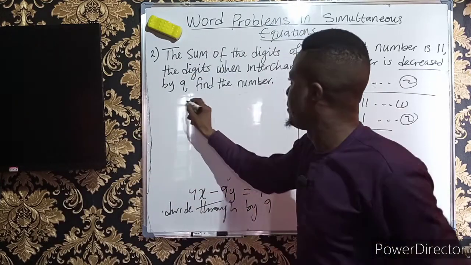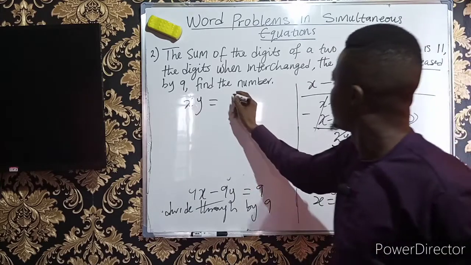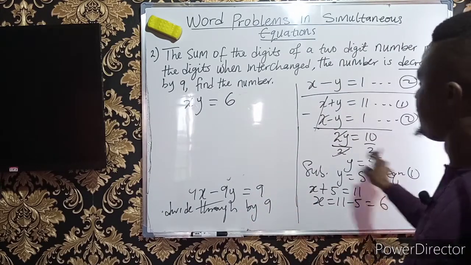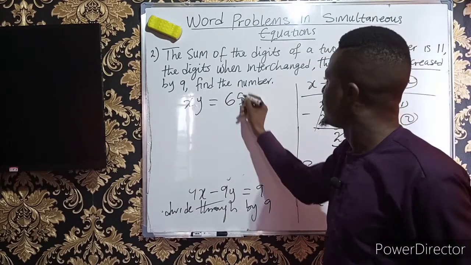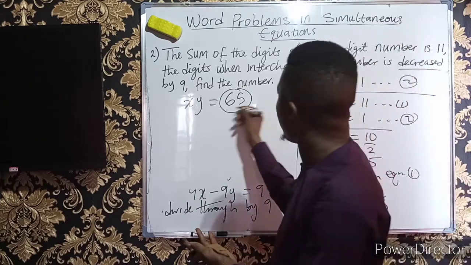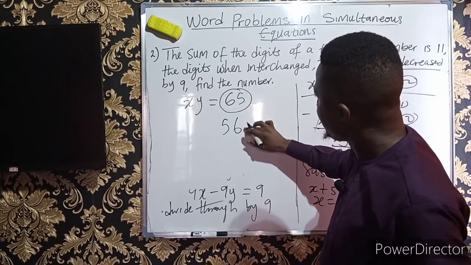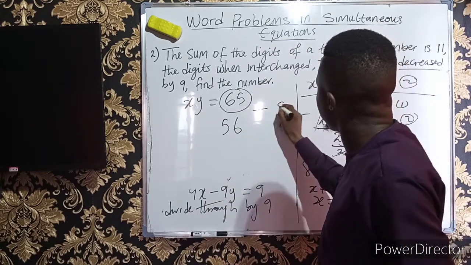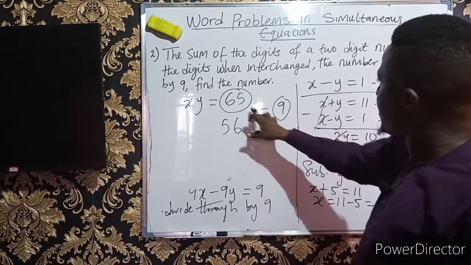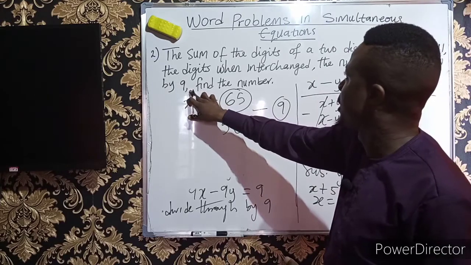Remember, initially we said that the number is xy. And we've got our x as 6, and our y is now 5. So the number they are talking about is 65. Because when I interchange 65, I will get 56. And check the difference. From 56 to 65, you'll find out that the difference is 9. That is why if you interchange 65, the number will decrease by 9. That is what they're talking about.